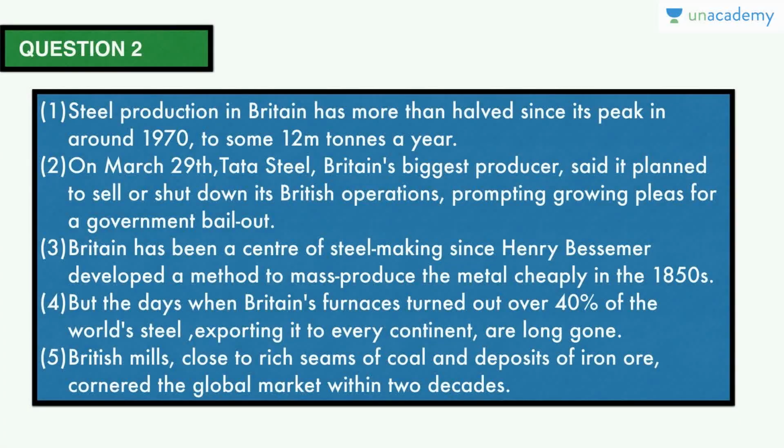Moving on. Steel production in Britain has more than halved since its peak in around 1970 to some 12 million tons a year. On March 29th, Tata Steel, Britain's biggest producer, said it planned to sell or shut down its British operations, prompting growing pleas for a government bailout. Britain has been a center of steel making since Henry Bessemer developed a method to mass produce metal cheaply in the 1850s. Looks like an opener.